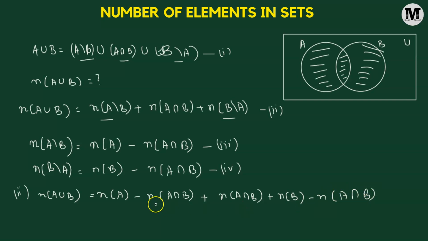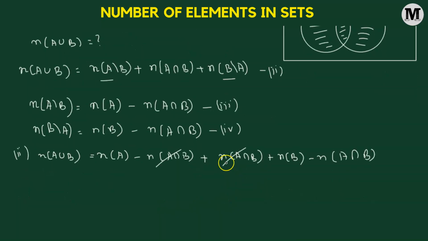Now, as we can see here, the total number of elements in A intersection B is repeating. So what we'll do is subtract one of them, and this is going to be simply equal to the total number of elements in A added to the total number of elements in B minus the total number of elements in A intersection B. So this is how we can calculate the total number of elements in A union B.